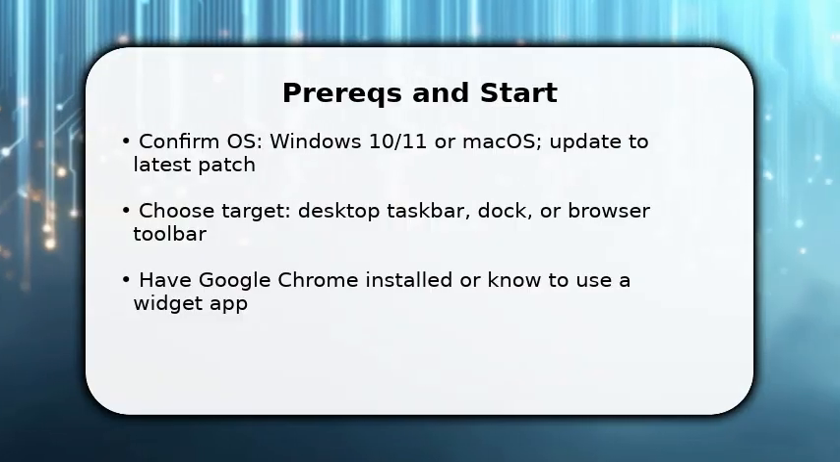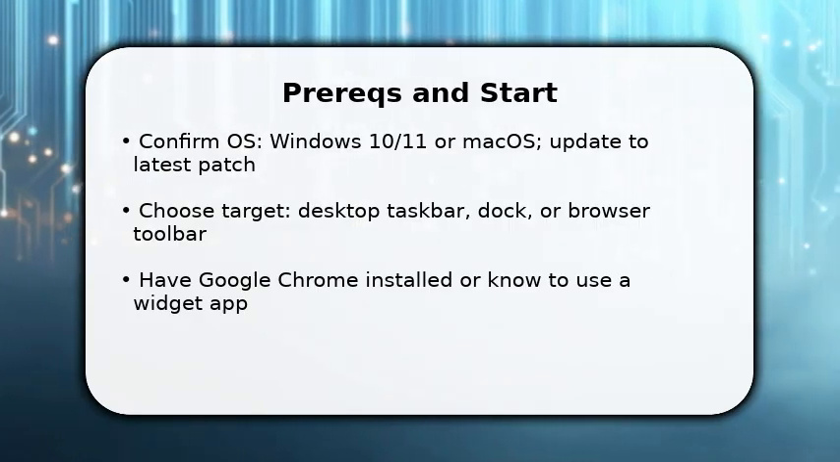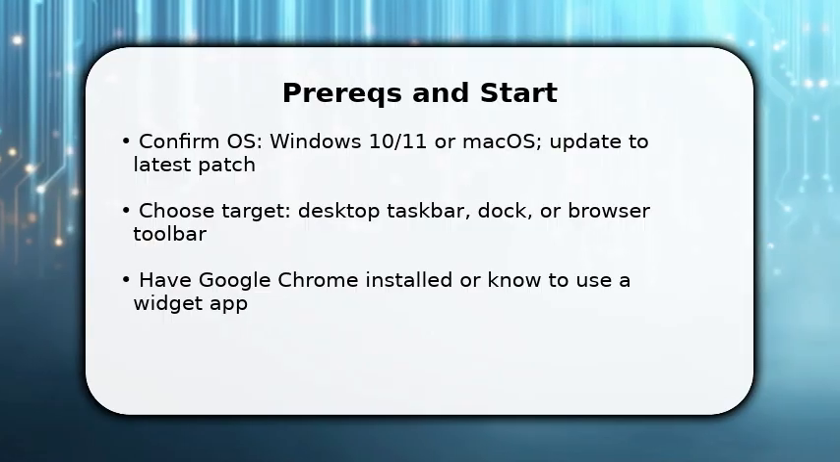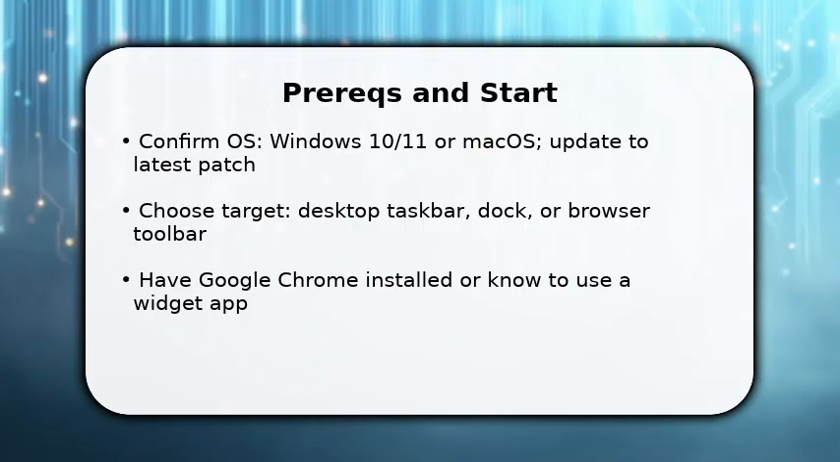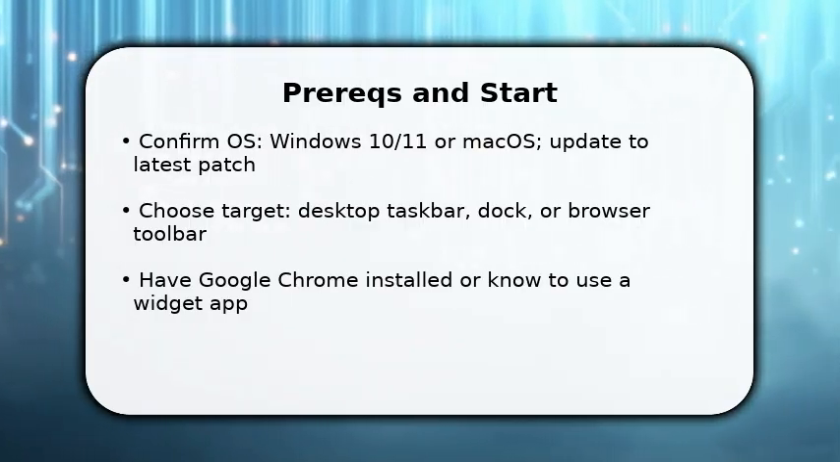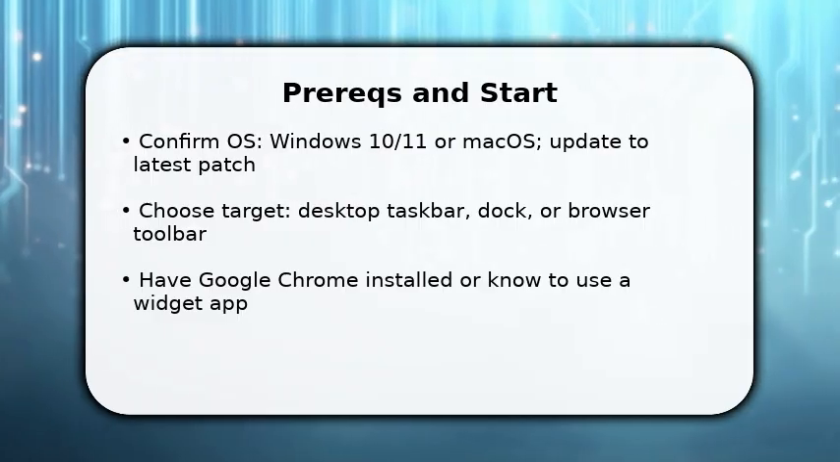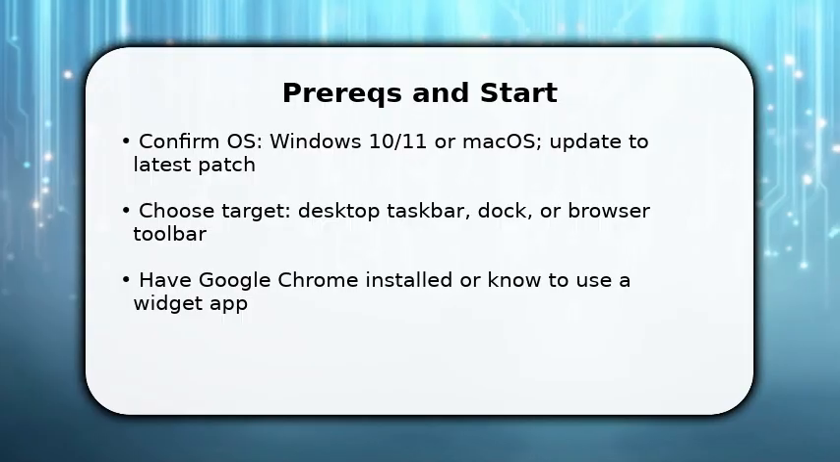You'll begin by confirming the essentials, which operating system you're on and where you want the Google search bar to live. Once done, decide whether you want a browser-integrated bar or a persistent desktop widget because the steps diverge. Make sure Chrome is installed if you prefer an in-browser solution, otherwise install a lightweight widget app.